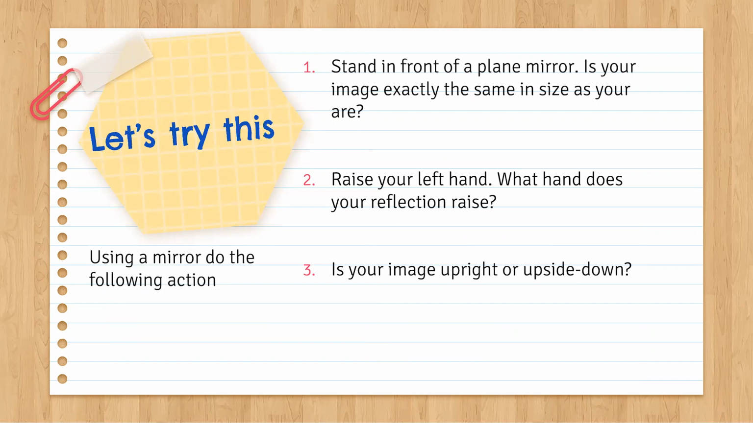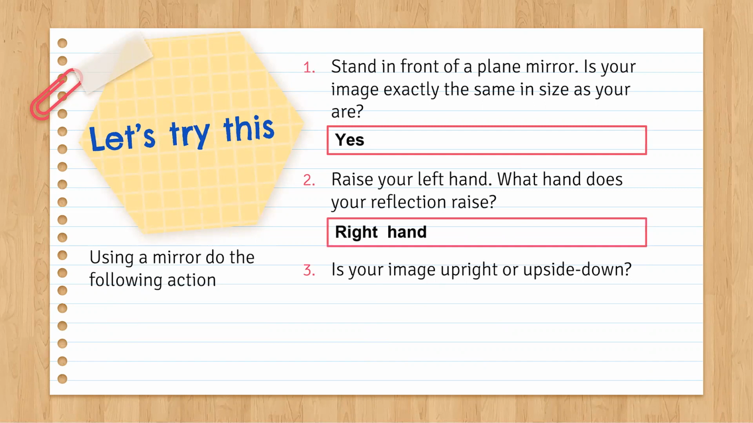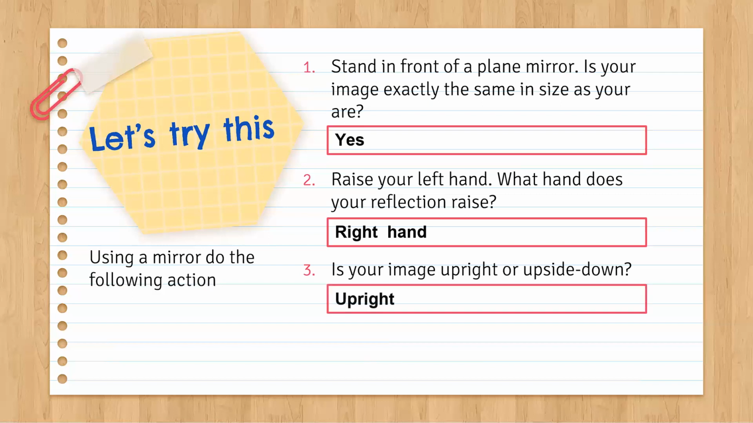Let's try answering everything. So I hope you did this experiment at your home. So number 1, the answer should be yes, you have the same size. You are the same size as your image or your reflection. Second, as you raise your left hand, your reflection raises its right hand. And of course, your image should be upright.